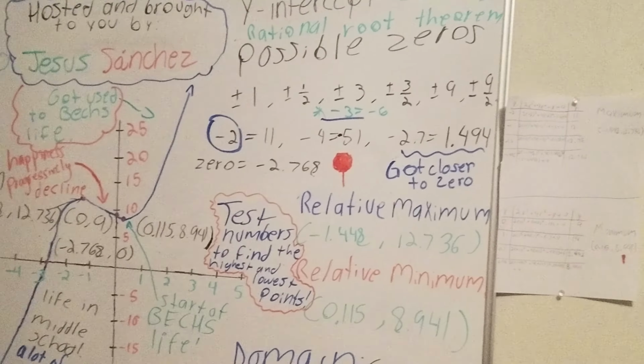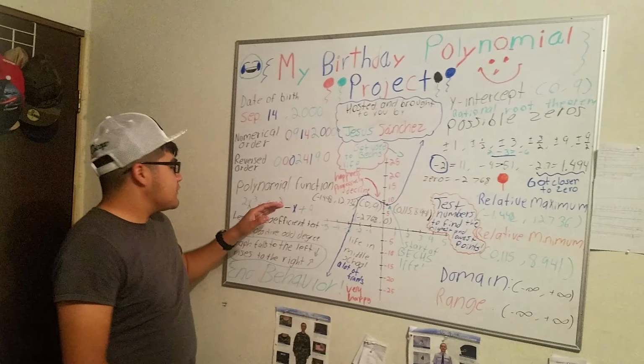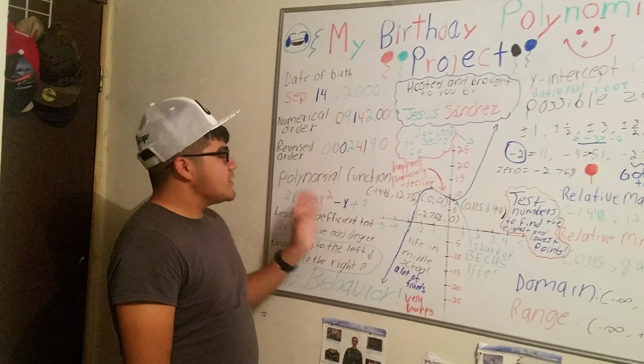Next we have the y-intercept. I got 0, 9. The way I found the y-intercept was by substituting the x for 0 and solving for y. After I solved it, I got 9.